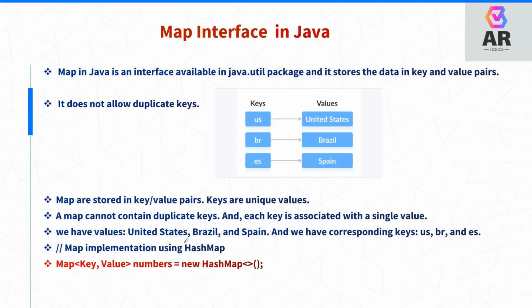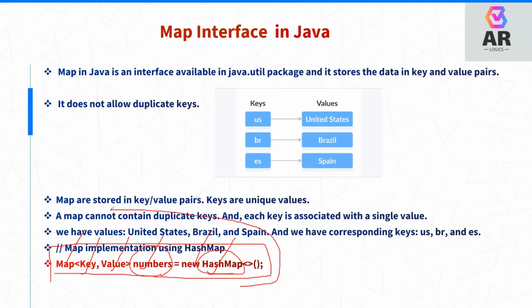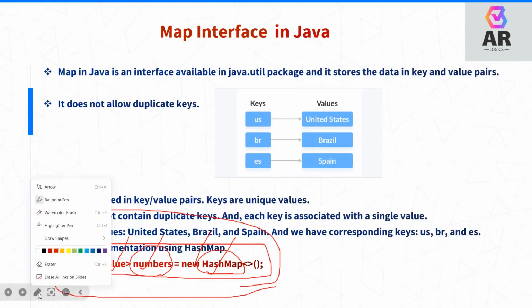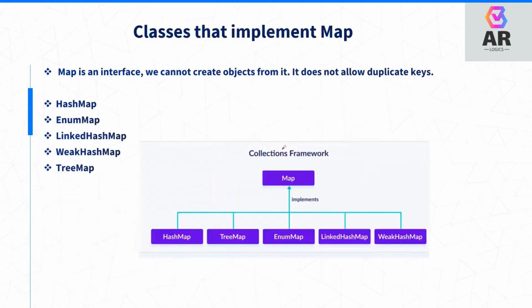Now, how to create the Map. See, this is the Map. Map is an interface. Here the name is the variable, with the new operator, and HashMap is the class. This is the way you declare the Map syntax.